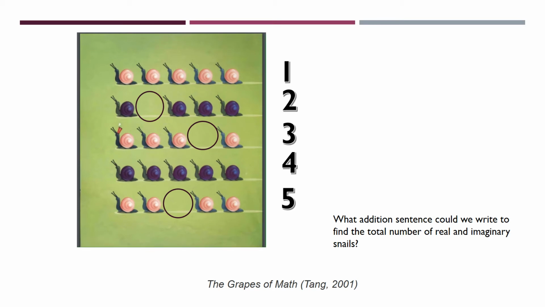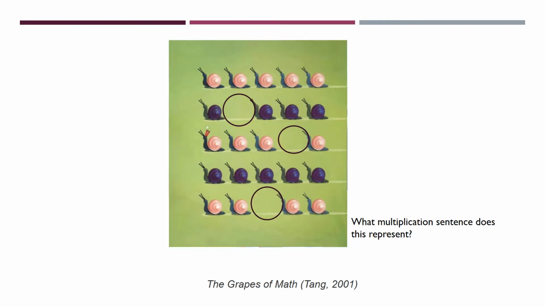What addition sentence could we write? How many snails are in each row, including the imaginary snails we drew? Count them. You're right, 5. 5 are in each row. Now, write an addition sentence to find out how many snails are in the parade.